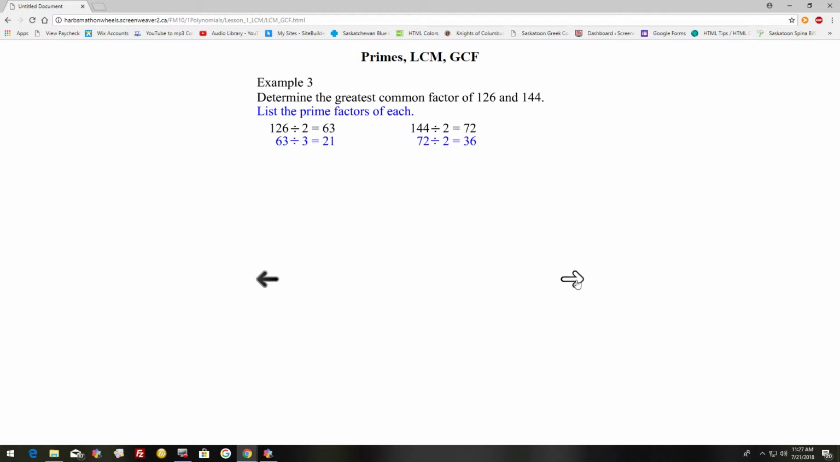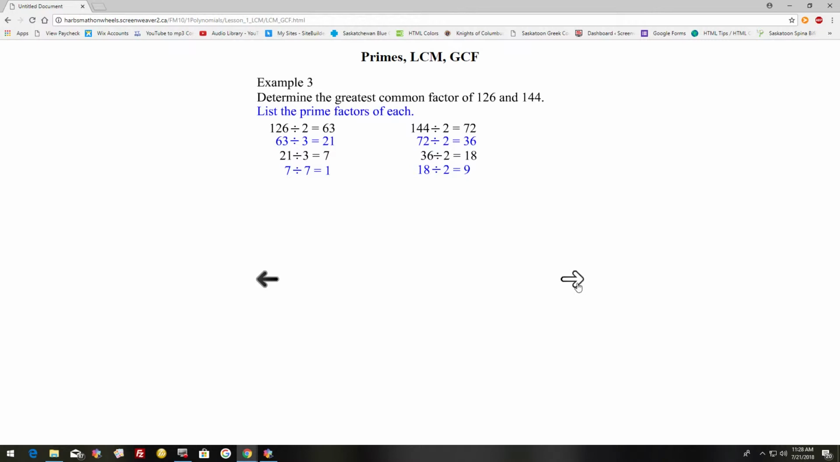Let's use 3 and 2 again. 21 divided by 3 and 36 divided by 2, we get 7 and 18. 7 will not be divisible by 3, but we know it's prime, so the next prime for it is 7. But 18 will be divisible by 2 once again. 7 divided by 7 and 18 divided by 2, we get 1 and 9.